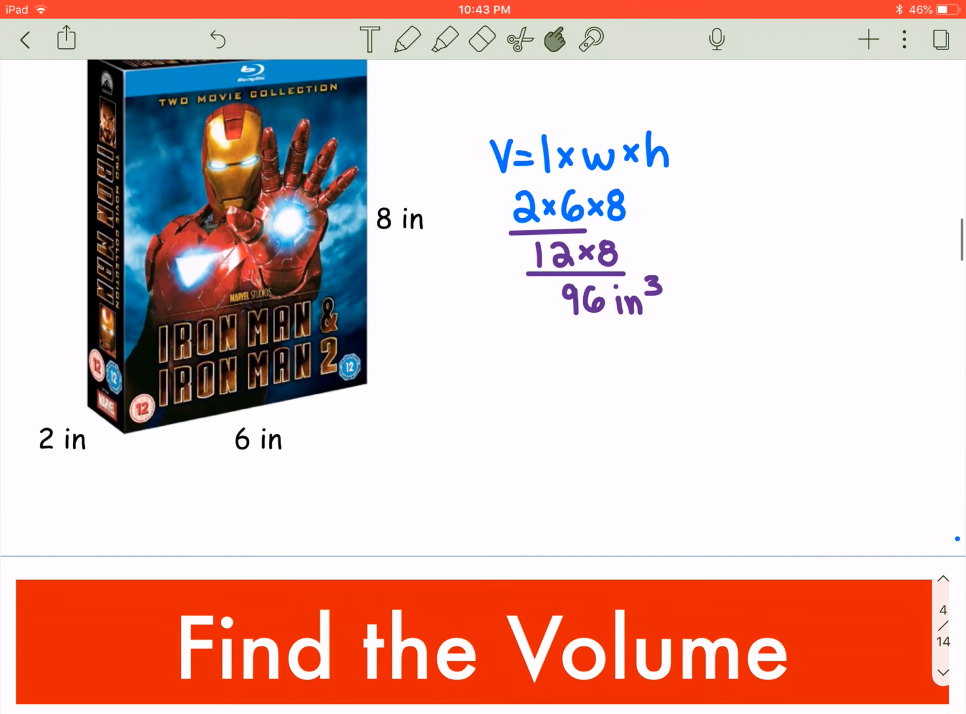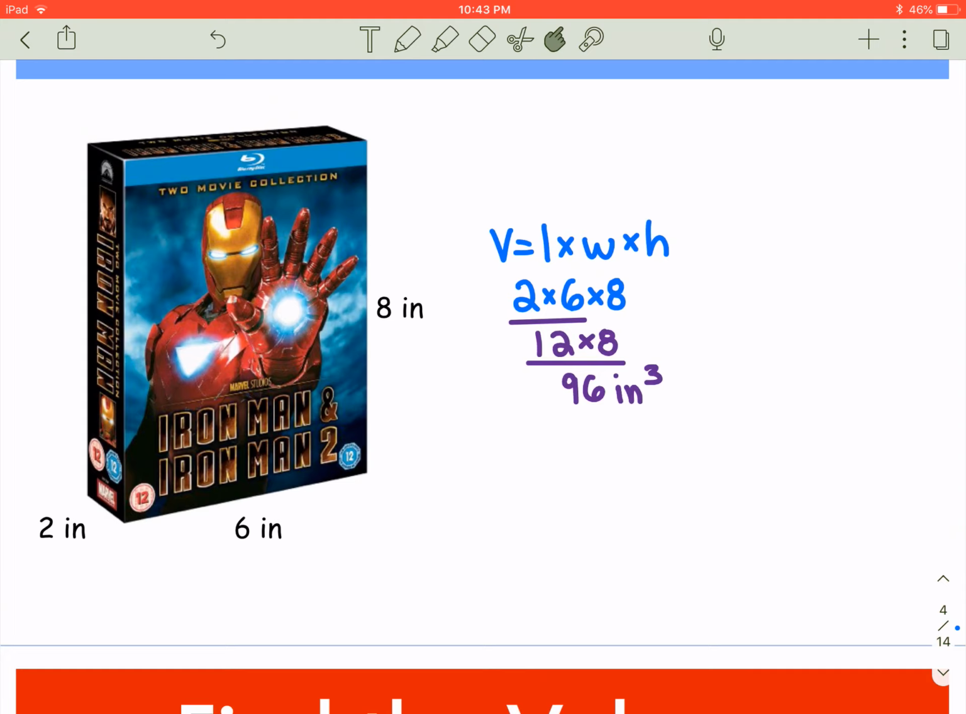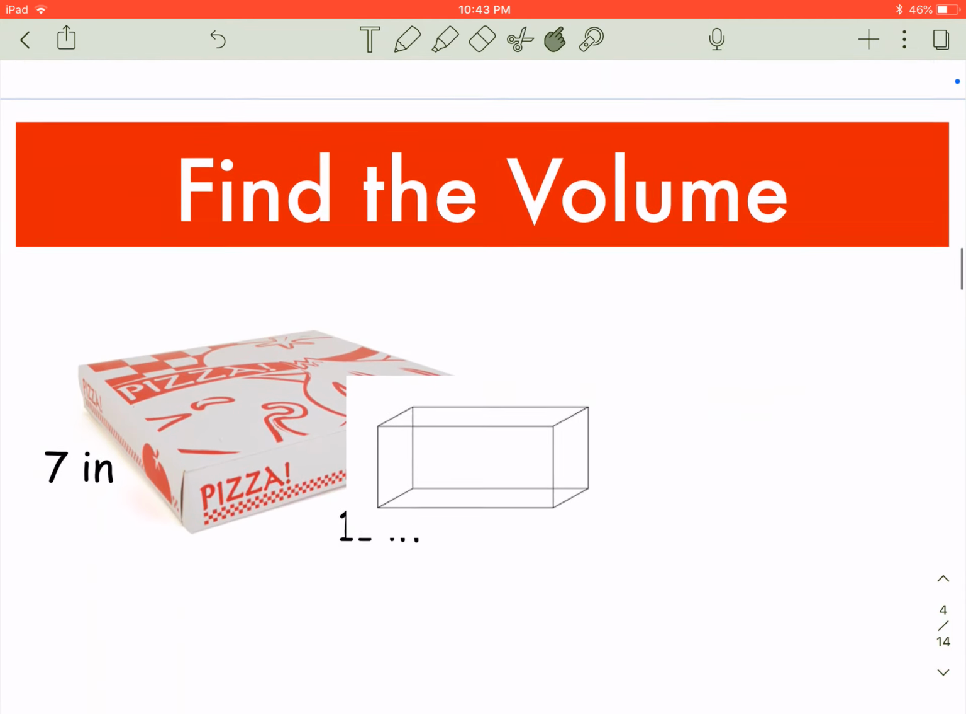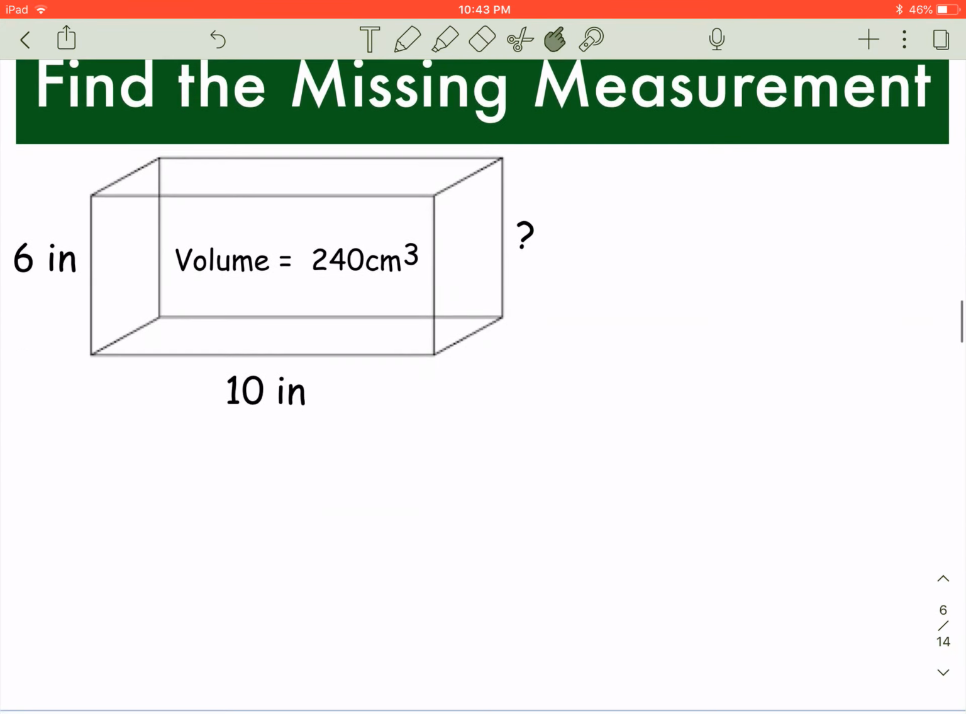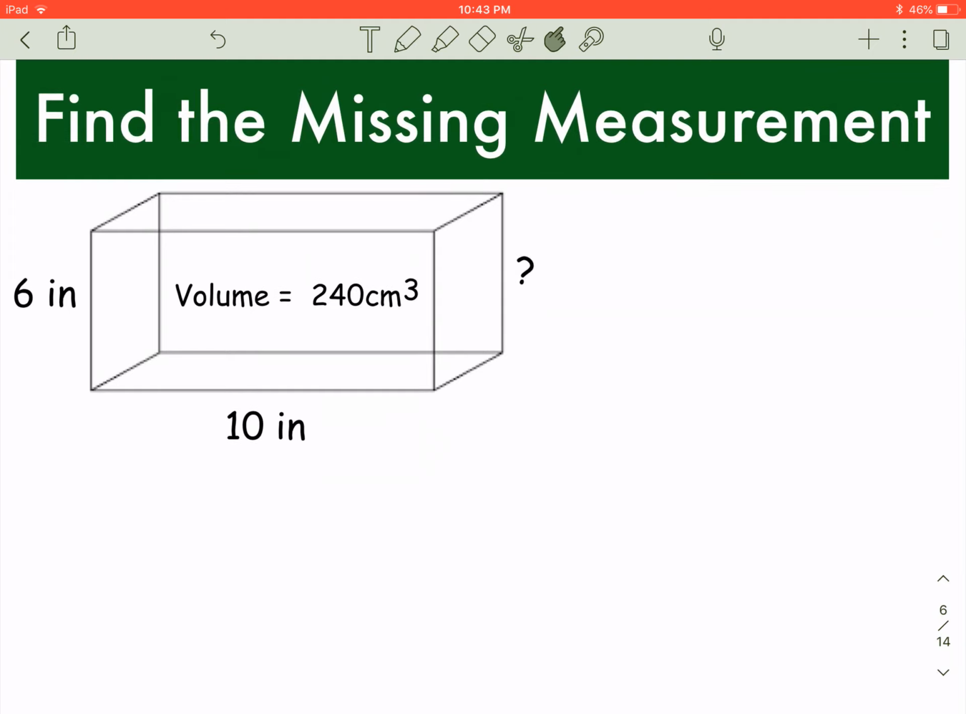Hopefully this is making some sense to you guys. It really is pretty straightforward. You just take the 3 measurements you have, your length, your width, your height, and you multiply them together. All right, let's make it just a little bit harder.